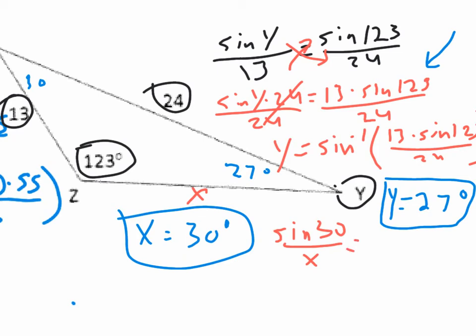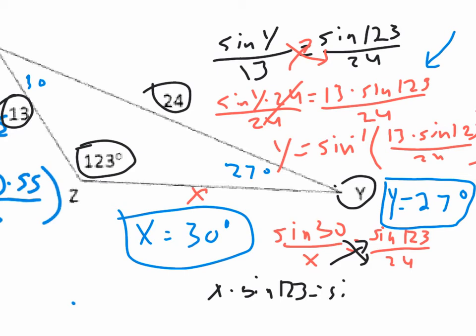And we can use either one of the other ones. Let's just stick with the one we used first, sine of 123 over 24. Same situation with cross multiplication, but we don't have to inverse sine this time. So those will get cross multiplied. X times sine 123 equals sine of 30 times 24 divided by sine of 123.